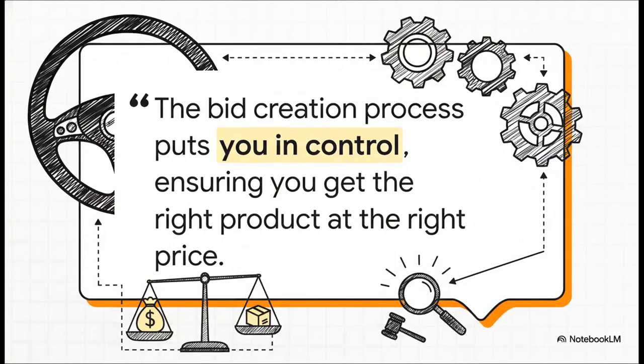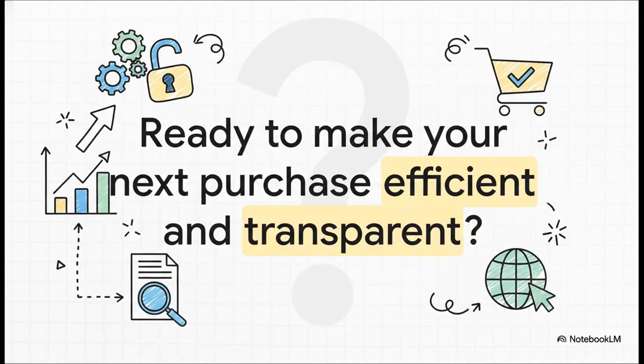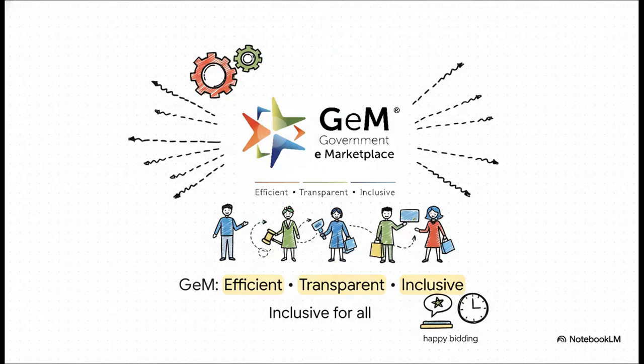So, what's the big takeaway? Mastering the bid creation process isn't just about following the rules. It's about empowering your organization. It puts you in the driver's seat, making sure you get exactly what you need at the best possible price, all through a fair and transparent competition. Now that you have these steps, the power to totally transform your procurement is literally at your fingertips. The only question left is, are you ready to go out there and make it happen? Because that's what GeM is all about in the end, making government procurement efficient, transparent, and inclusive for everyone involved.